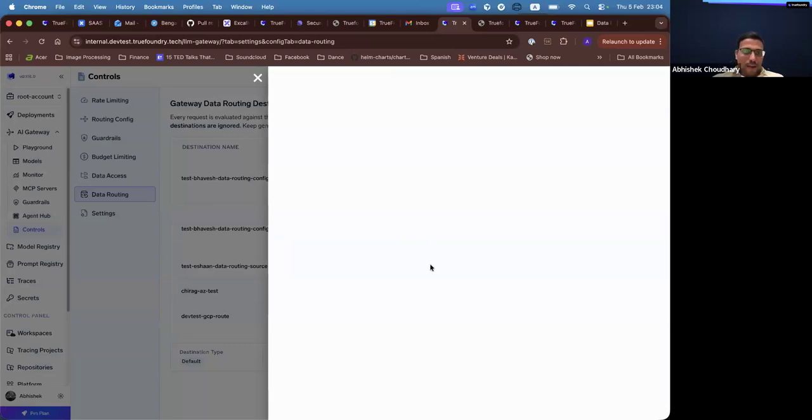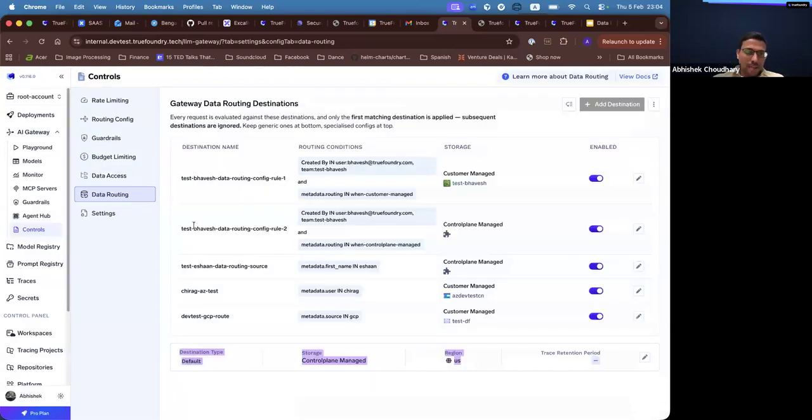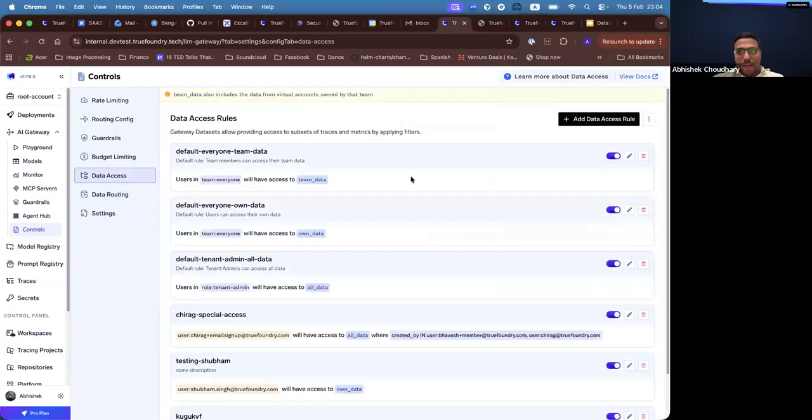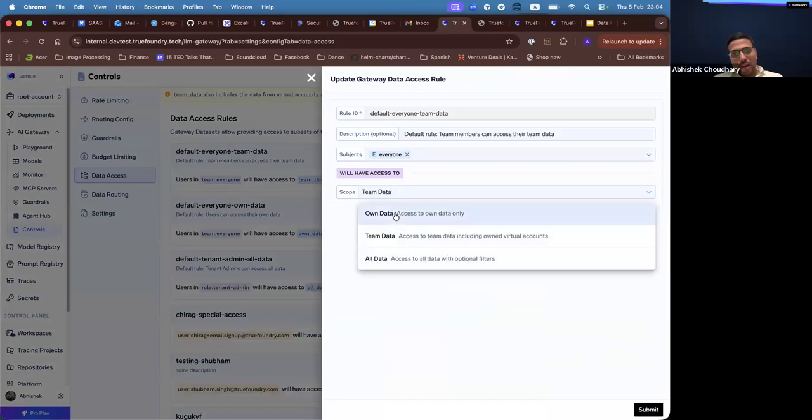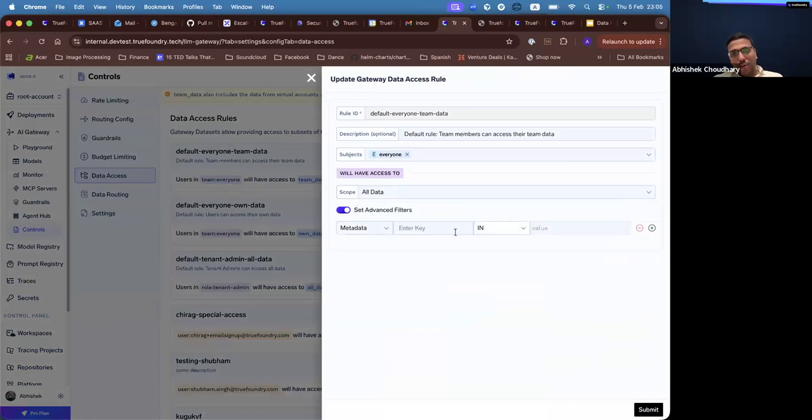So this is how you can define where the data ends up residing. You can also define who can access what data in the company. What I mean by that is you can say that, for example, everyone can access their own data. Own data means the data that they are producing or their own team's data, or you can say that they can access all data where my customer is equal to customer one.